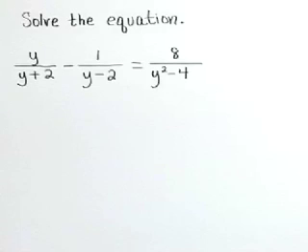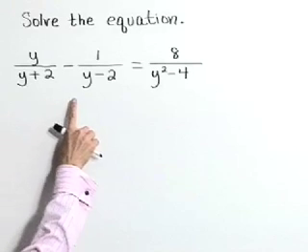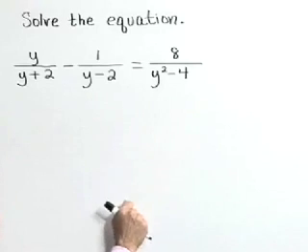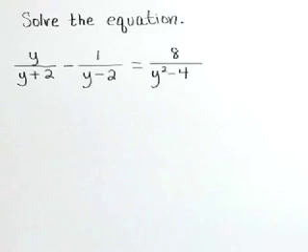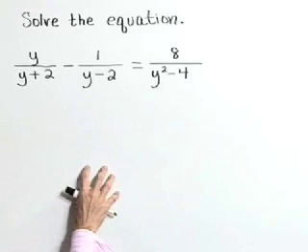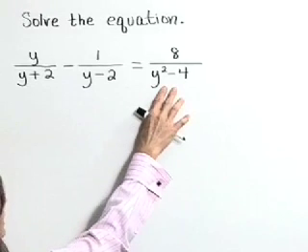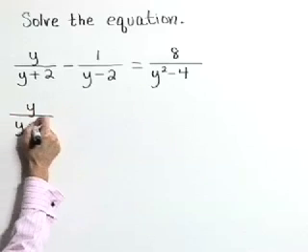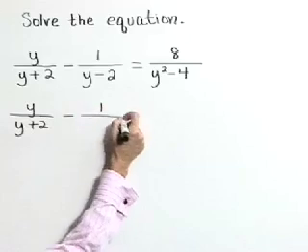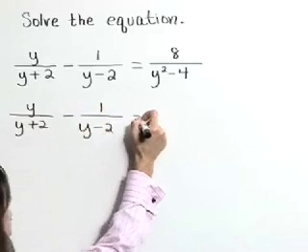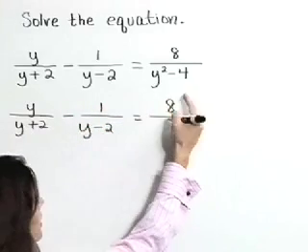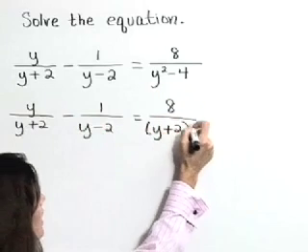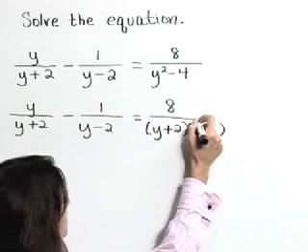Solve the equation y over y plus 2 minus 1 over y minus 2 is equal to 8 over y squared minus 4. Let's start by factoring this denominator right here. So let's write a step: y over y plus 2 minus 1 over y minus 2 is equal to 8 over, that's a difference of squares, and it factors as y plus 2 times y minus 2.